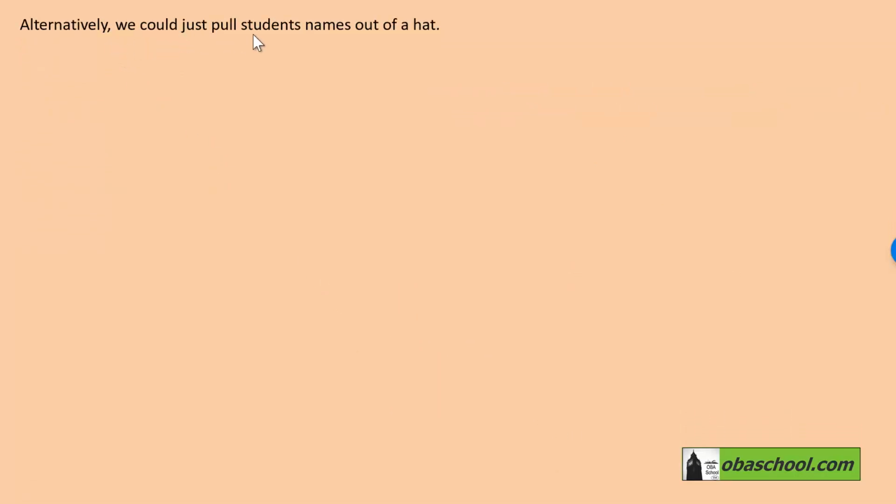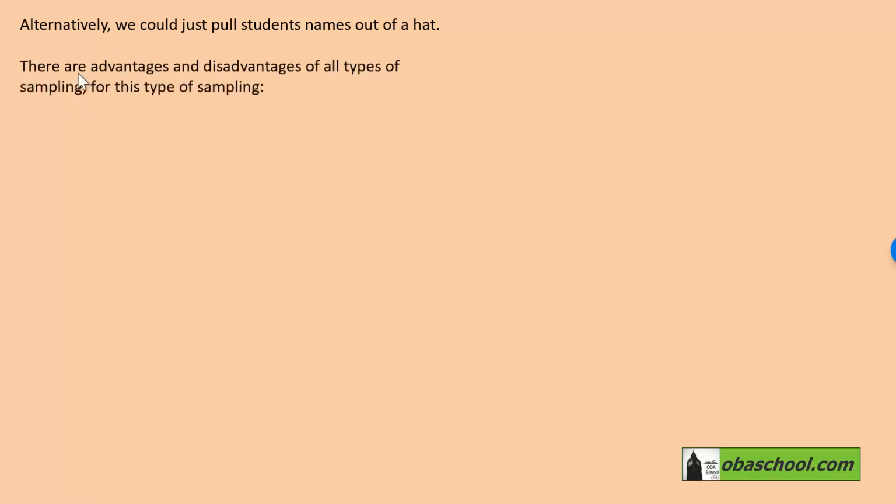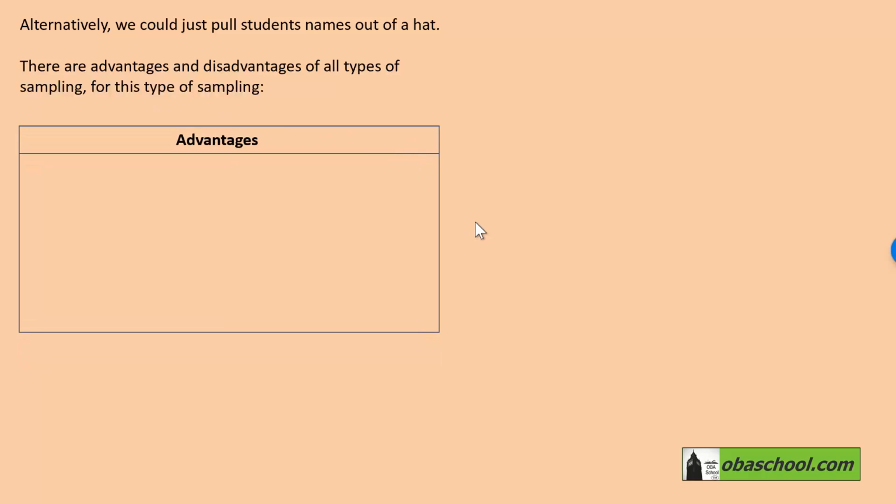Alternatively, we could just pull students' names out of a hat. There are advantages and disadvantages of all types of sampling. For this type of sampling, we have some advantages. It tends to be free of bias in the sense that every student has the same chance of being chosen.